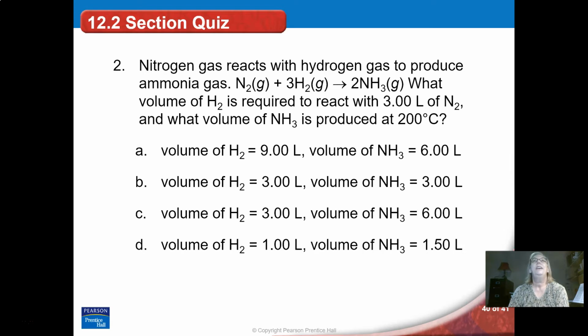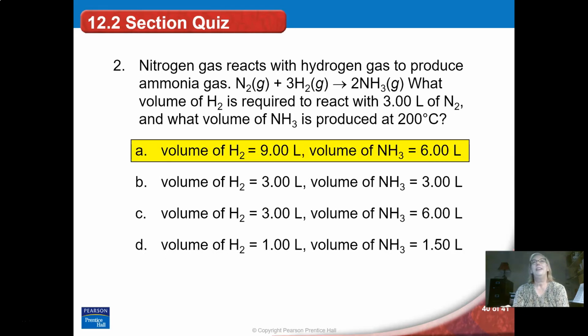Here's another one. We have 3 liters of nitrogen, and we want to know what volume of ammonia is produced using the balanced equation. Double check that the equation is balanced, and then pause me, do the math, come back, and I'll give you the answer. All right, here we go. That's what you should have gotten. If not, double check yourself.